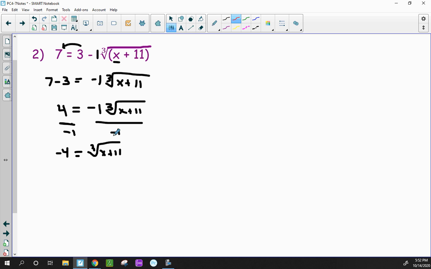Alright, at this point you can see the cube root's the only thing behind the equal sign. So again, our goal is to solve for x. We're going to undo the cube root. So you're going to raise both sides of this equation to the power that's equal to the index. And so in this case it's going to be 3.